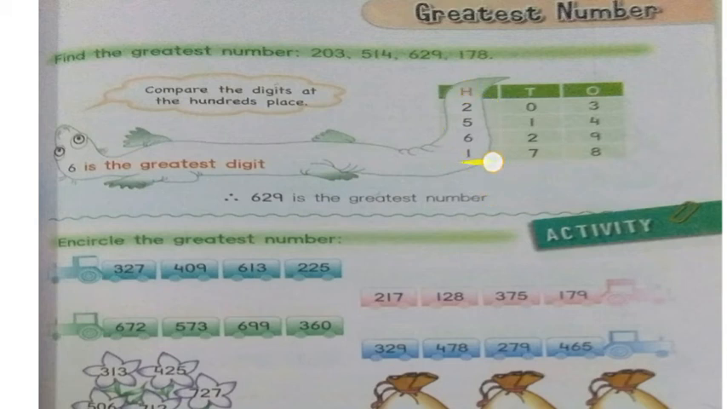So you have to take out the number 629. You have to encircle that, and 629 is the greatest number, right?